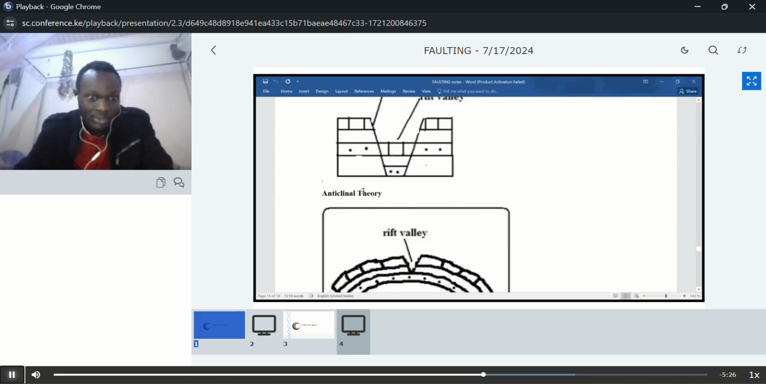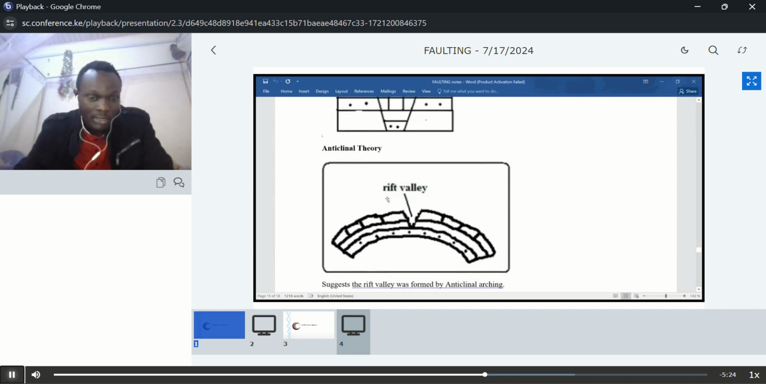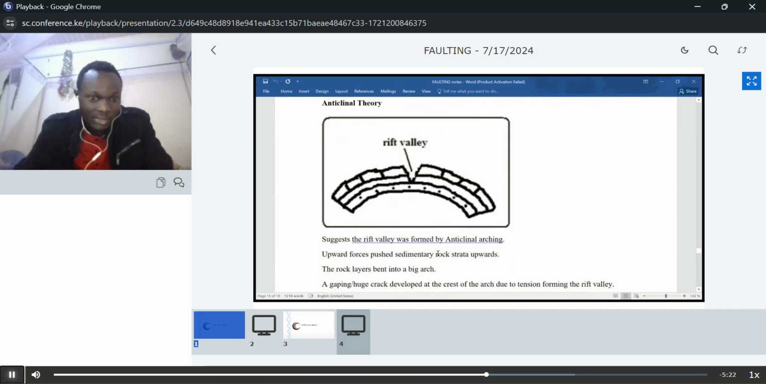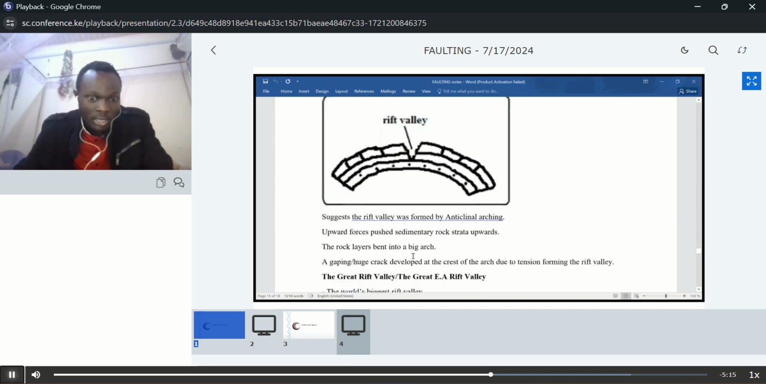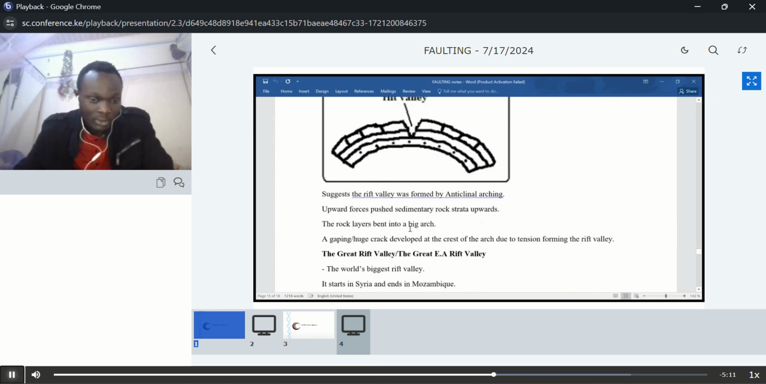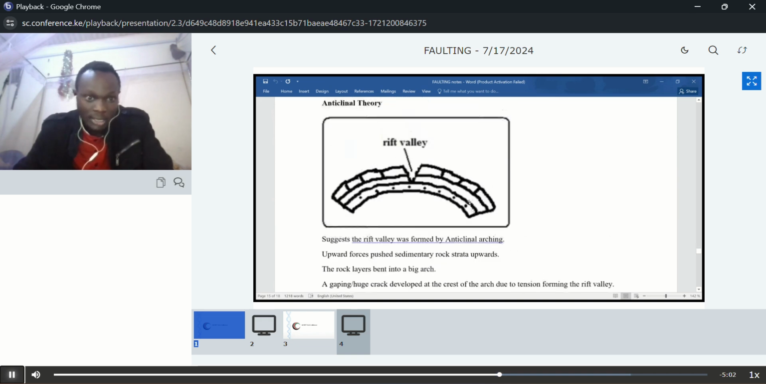We have the anticlinal theory. It suggests that the Rift Valley was formed by anticlinal arching and upward forces pushed the sedimentary rock strata upwards. The rock layers bent into a big arch, and a gaping huge crack developed at the crest of the arch due to tension, forming the Rift Valley, as depicted by this image.